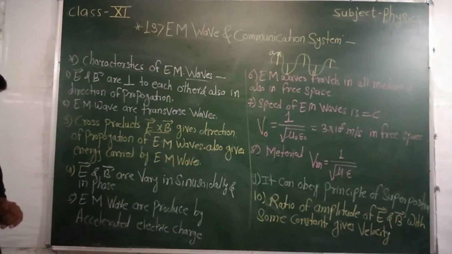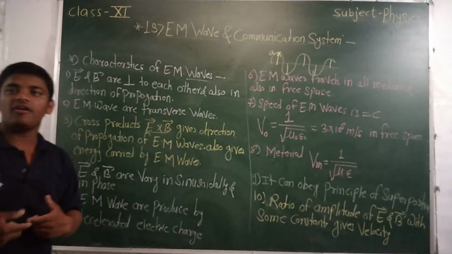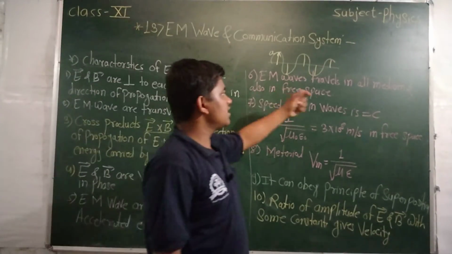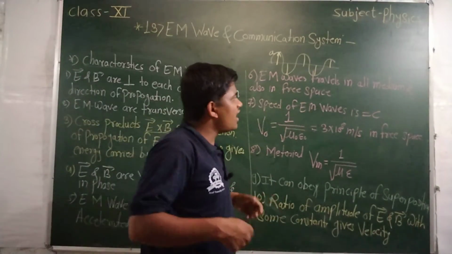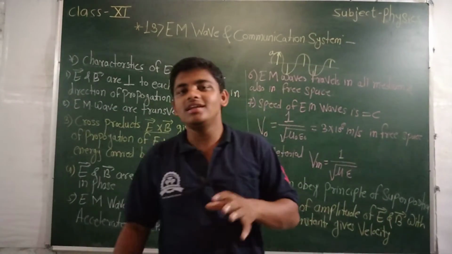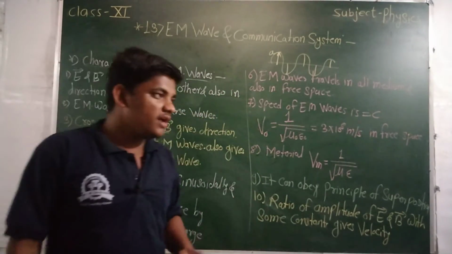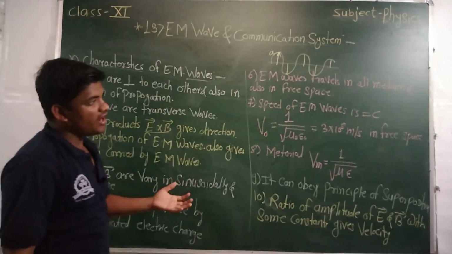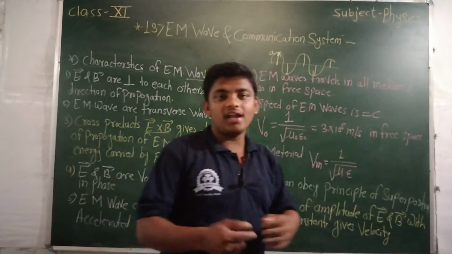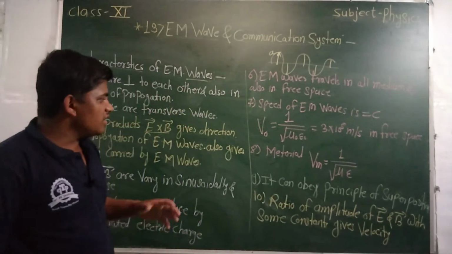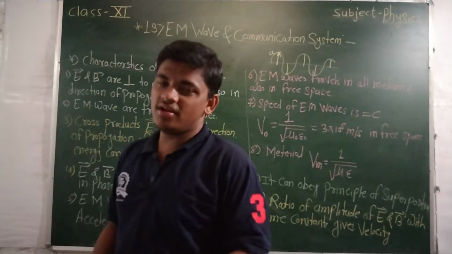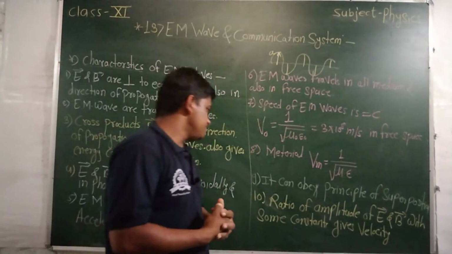Electromagnetic waves are produced by accelerated charged particles. This is all about the 5th characteristic. Now the 6th characteristic: electromagnetic waves travel in all mediums, and they also travel in free space. The speed of electromagnetic waves in free space is 3 into 10 raised to 8 meter per second. In a material medium, it depends upon the magnetic susceptibility and permeability of that particular medium.